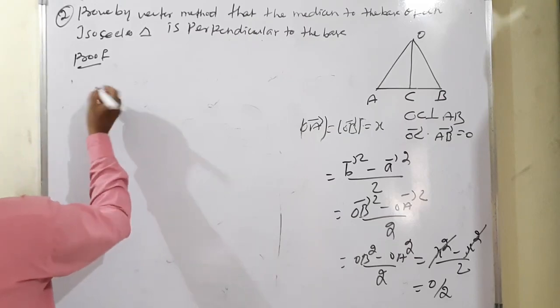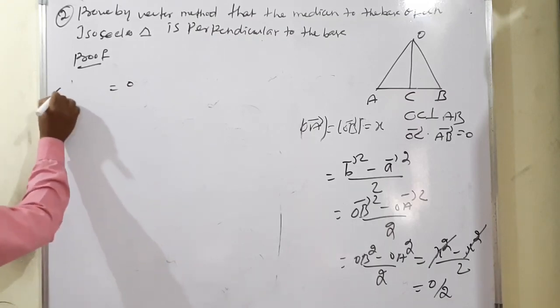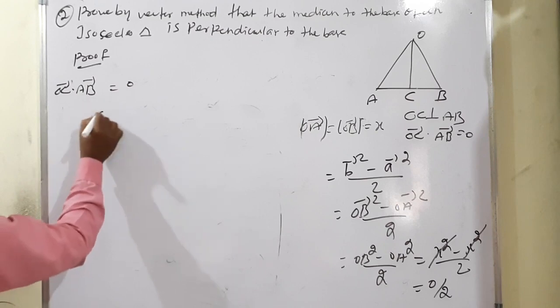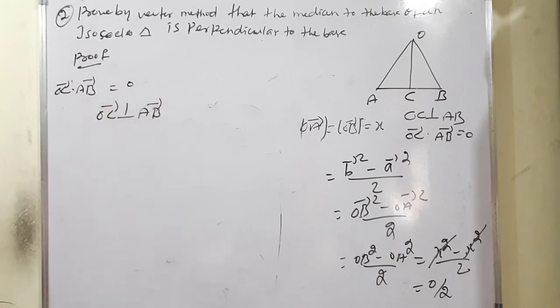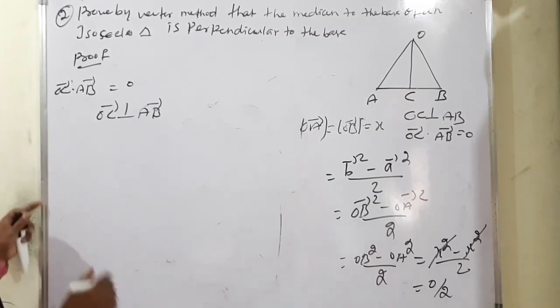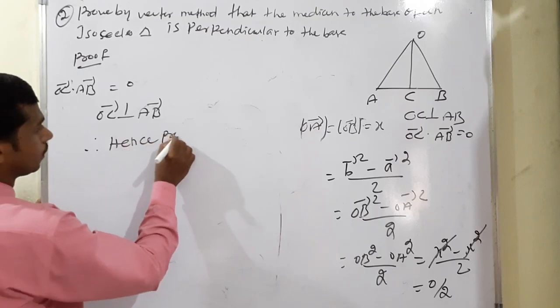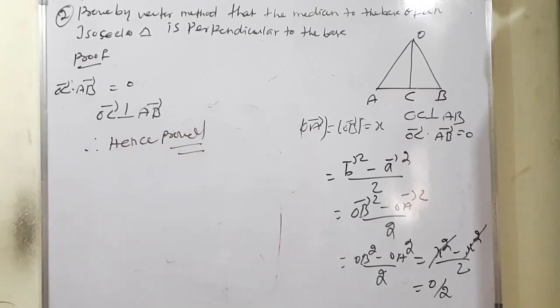Therefore, 0 divided by 2 means 0. This is actually the value of OC vector dot AB vector. So OC vector dot AB vector is equal to 0, which means we can say OC vector is perpendicular to AB vector. Therefore, hence proved. Okay. I will continue with the next question.